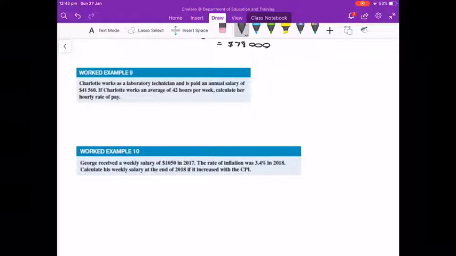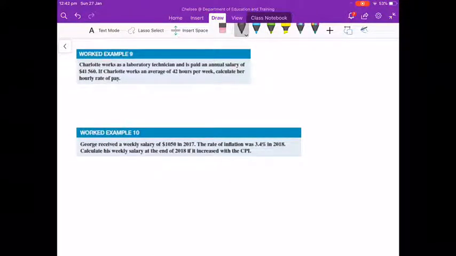Charlotte works as a laboratory technician and is paid an annual salary of $41,560. If Charlotte works an average of 42 hours per week, calculate her hourly rate of pay. So to do this, we need to find Charlotte's weekly pay. Now she earns $41,560 annually. Now to find her weekly pay, we know it's going to be smaller, and there are 52 weeks in a year. So we divide by 52.